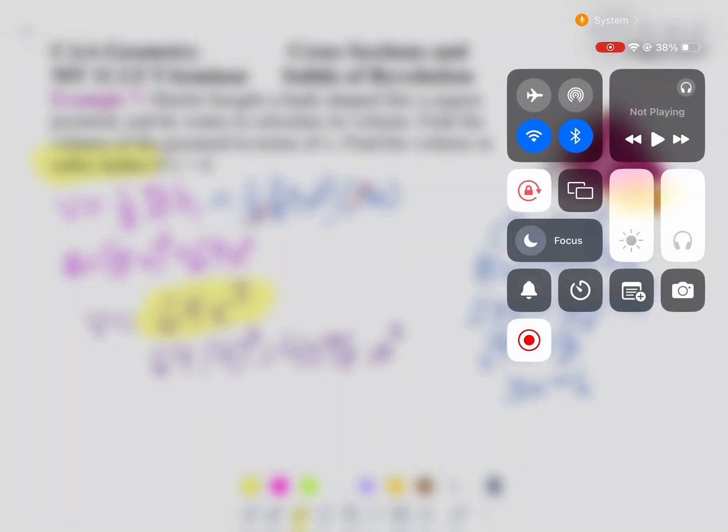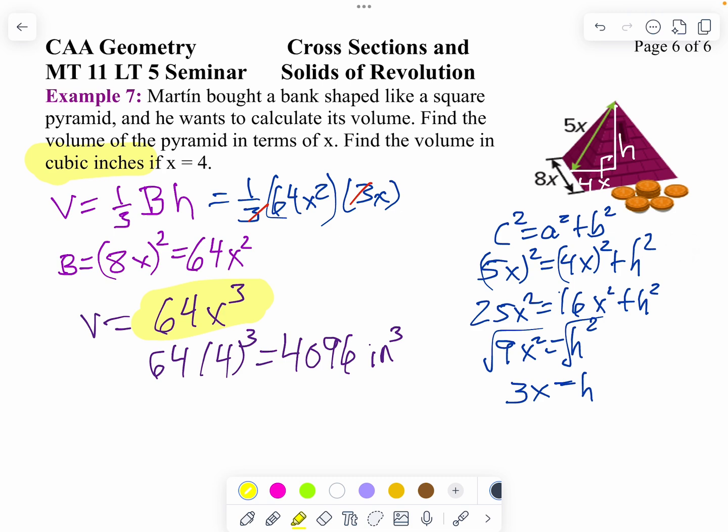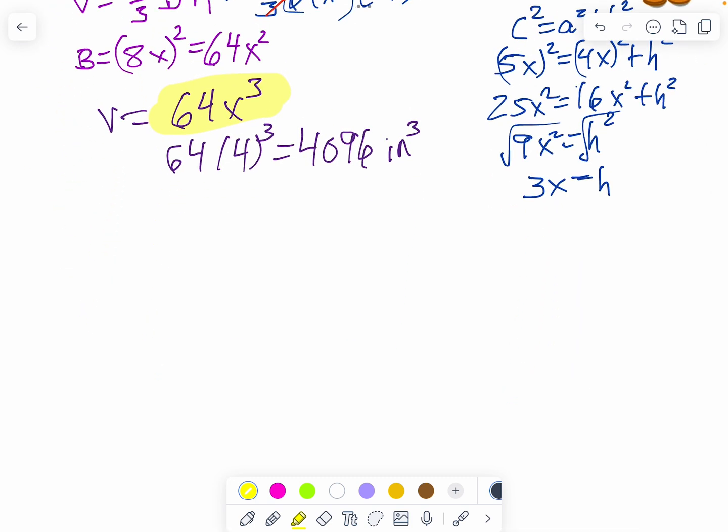And now we have some more complicated problems that you're going to do on your assignment. And that's why I'm giving you plenty of time to work on this.